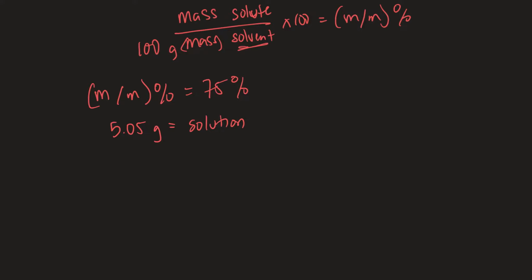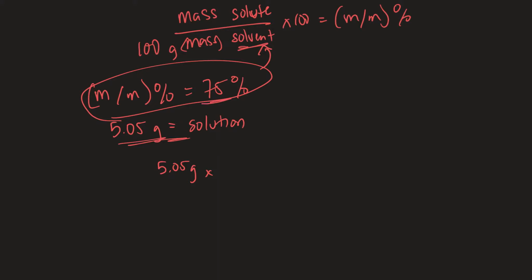So how do we figure out how much gold we have in there? If this is your solution, then what we can do is take the 5.05 grams and multiply it by this. I'm just going to break this down to what we have up here so that you can see exactly where we're coming from.